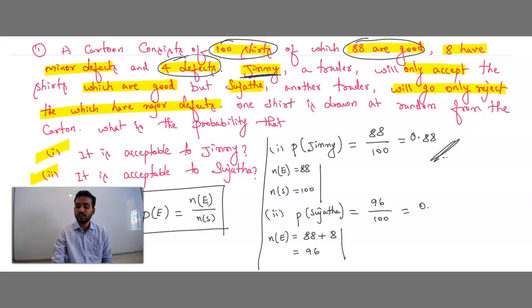So the final answer is 0.96. So what is the probability of acceptable to Jimmy? That is 0.88. What is the probability of acceptable to Sujata? That is 0.96. So this is the first problem. I hope you all have understood this problem. Let me go for the next problem.